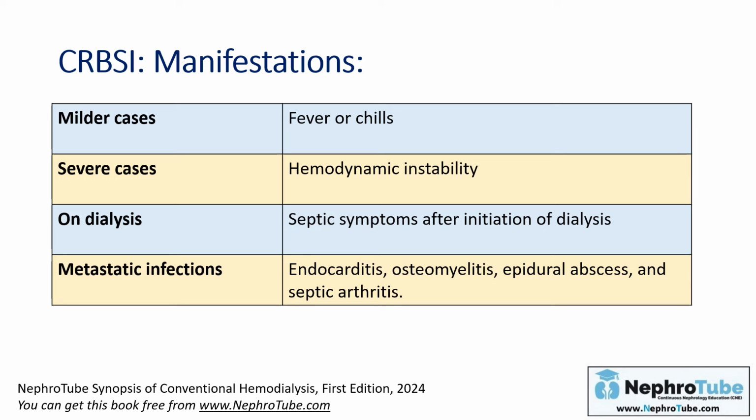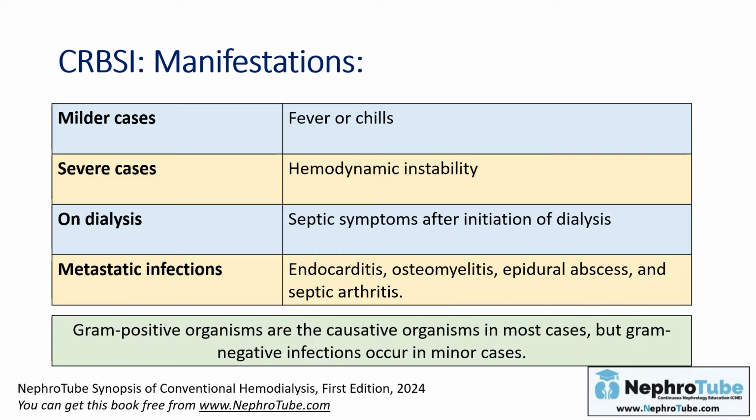So you have to keep this in mind in any patient with CRBSI, that metastatic infections may appear weeks or months after even the remission of the CRBSI. The main causative organism in catheter-related bloodstream infection is gram-positive organisms, although in some cases gram-negative infection may occur, but in minor cases.